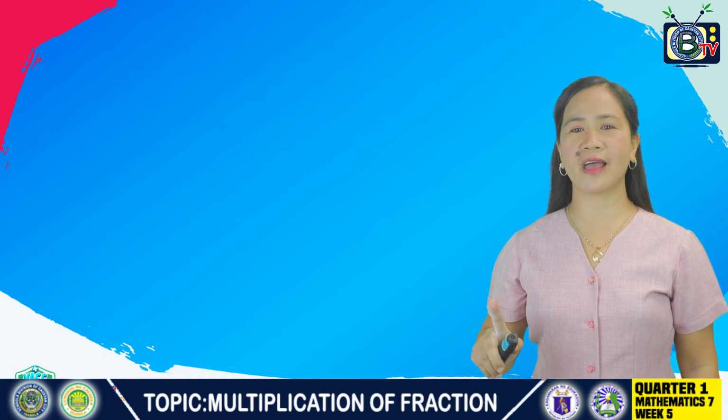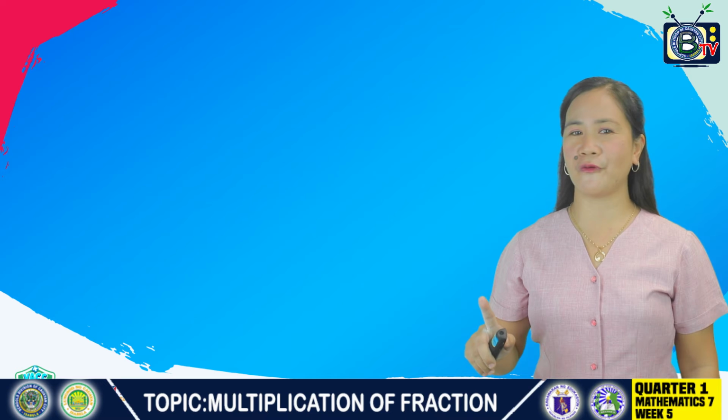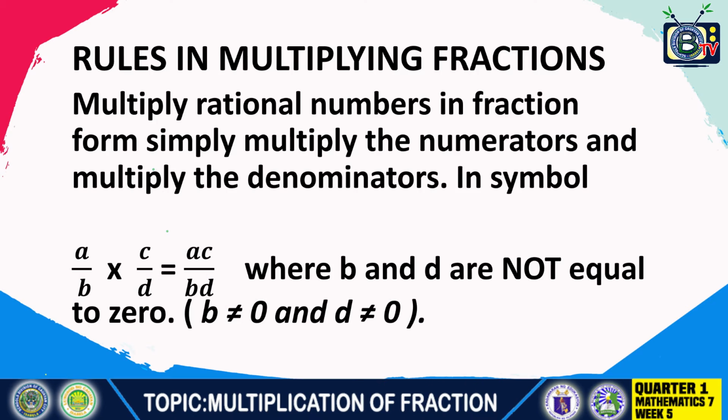From this class, we can now formulate the rules in multiplying fractions. To multiply rational numbers in fraction form, simply multiply the numerators and multiply the denominators. So in symbol, we have A over B times C over D is equal to A times C over B times D.